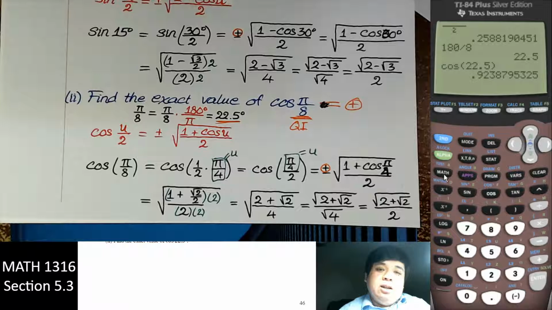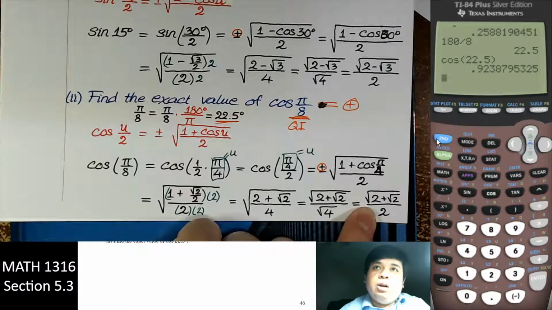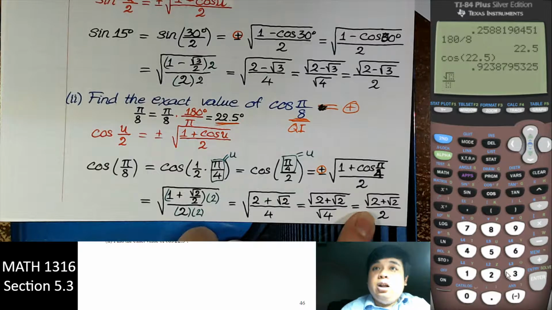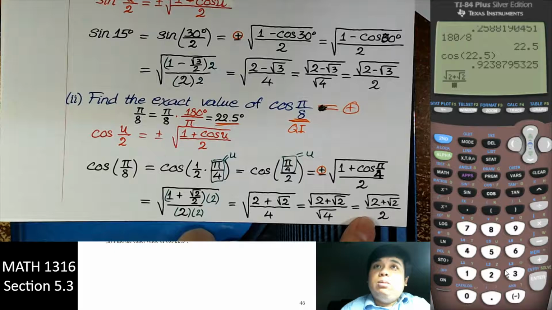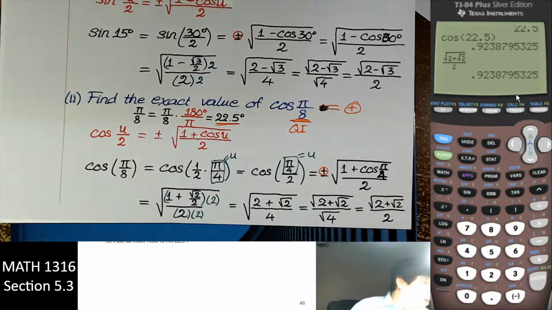And what we have is this fraction: on the top, the square root of 2 plus the square root of 2, and the bottom is 2. Yeah, so those are quite the same.